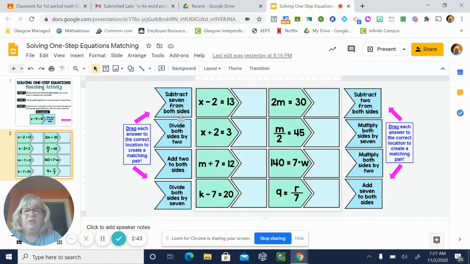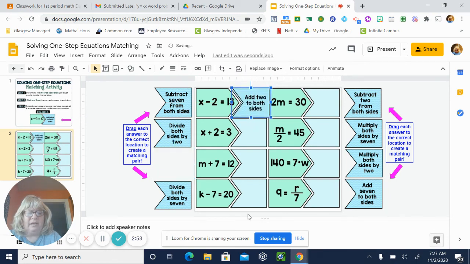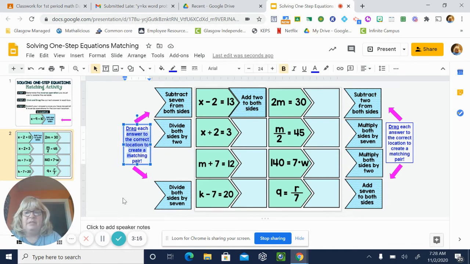So you come over here and we look, add 2 to both sides. So I'm going to move this little piece. It makes like a puzzle piece. And then you can take your arrows and get it a little closer if you want to make it fit better. So you drag and drop. So x minus 2 equals 13. What is the inverse or the opposite? I would add 2 to both sides. That is all you got to do is match those up today.